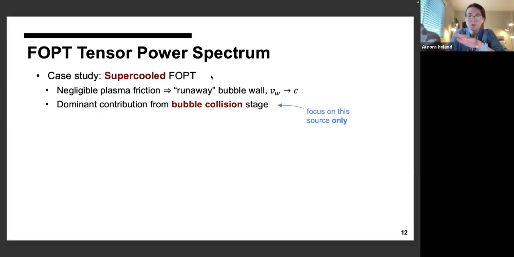We're going to consider a supercooled phase transition, which has negligible plasma friction and a runaway bubble wall. And for this sort of phase transition, your dominant contribution is going to come from the bubble collision stage.